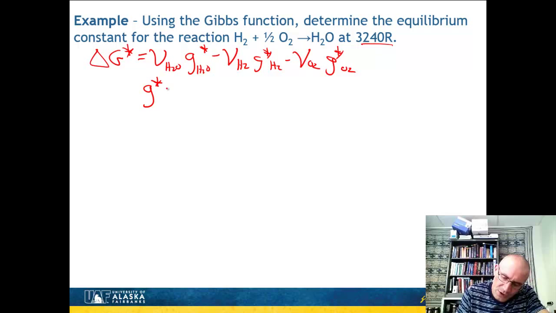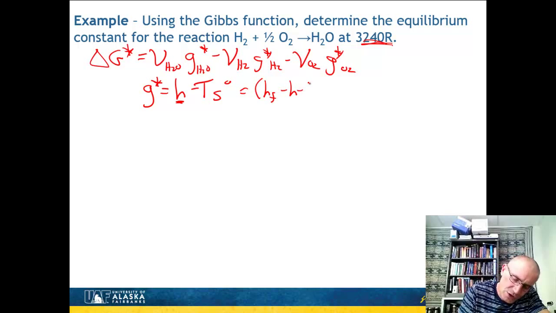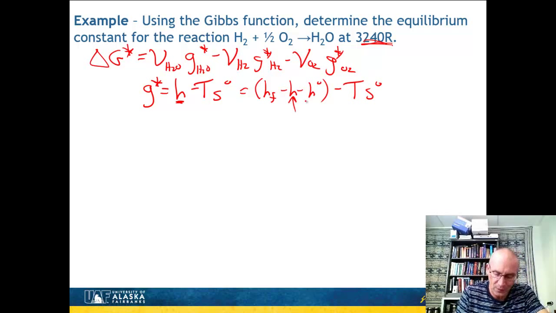But now we have G star, which is, remember, H minus T S0. Now this H right over here is going to be at 3240. And so this is HF minus H0 minus T S0. This right over here is now at 3240. So we're going to have a couple extra terms that we need to go ahead and put in. And what I'm going to do to show you just another way to do it, let's go ahead and move to EES to solve this problem.